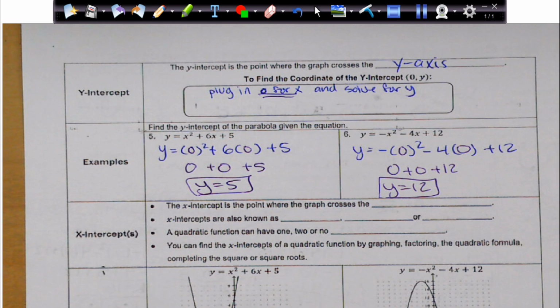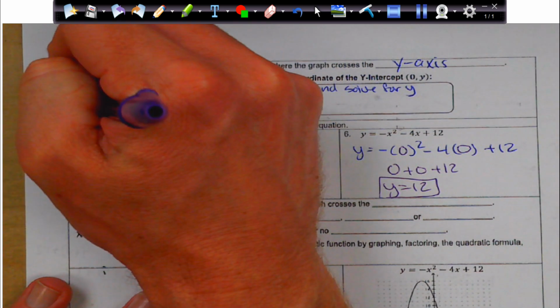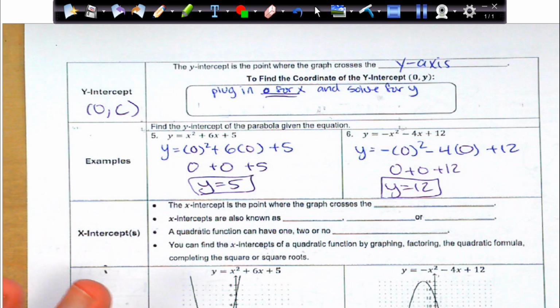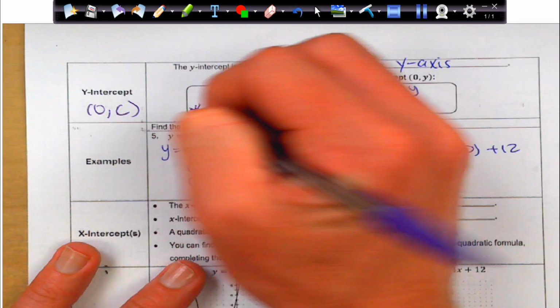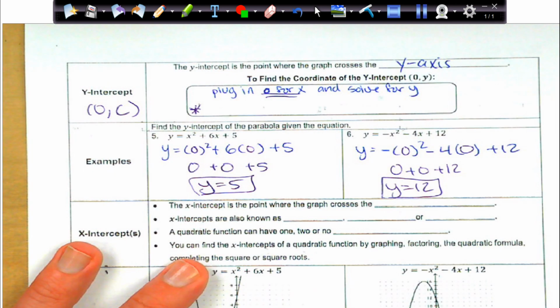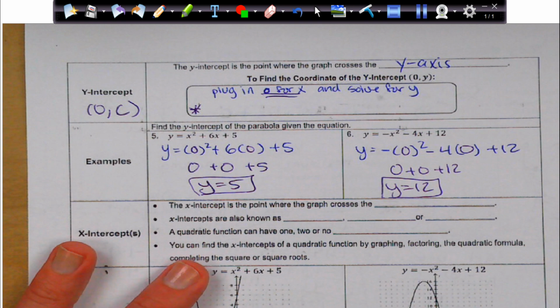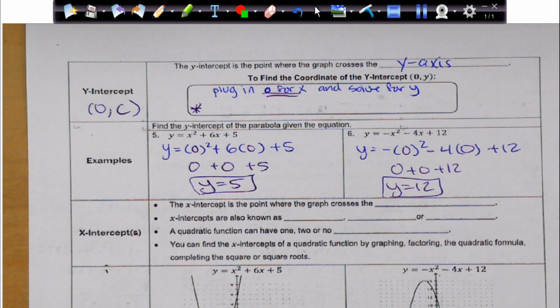Okay, so our y-intercept is always just (0, c), whatever my c value is. Okay, and we can write that right here if we have a little bit of space. The y-intercept will always be the c value.